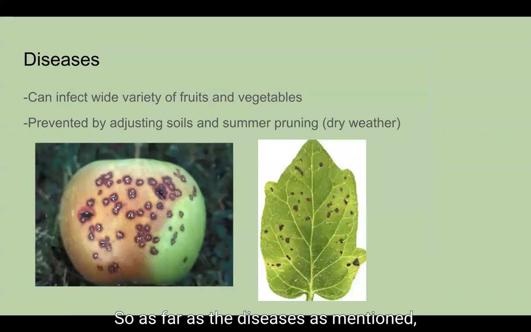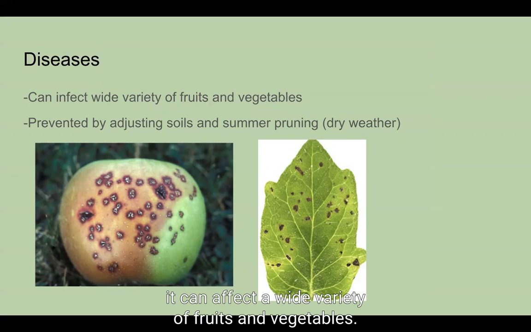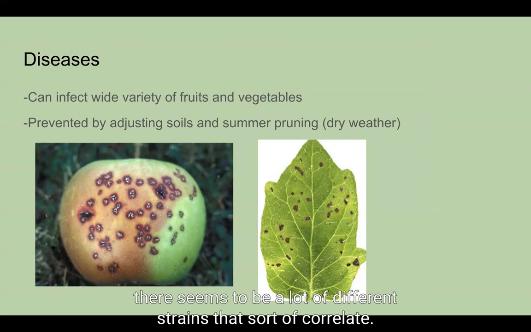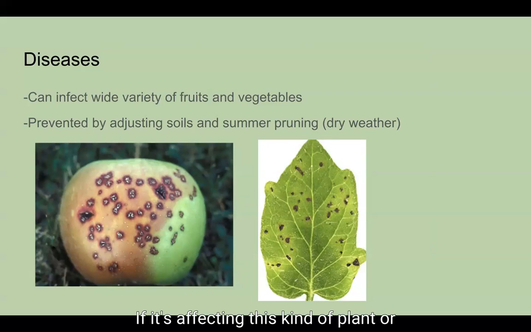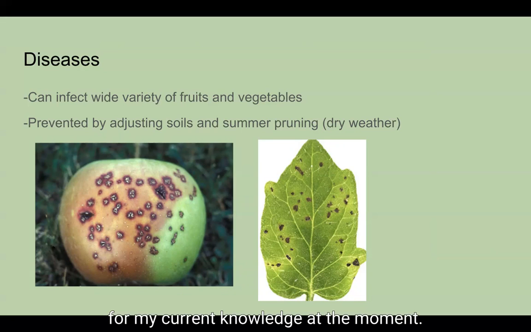As far as the diseases, as mentioned, this is a bacterial pathogen that can affect plants mainly, right? It can affect a wide variety of fruits and vegetables, and there seem to be a lot of different strains that correlate to the kind of plant it's affecting. I didn't really get too much into that because it seemed a little too complex for my current knowledge at the moment.